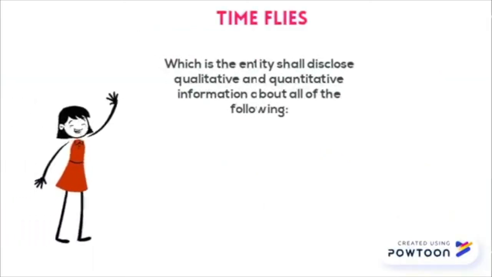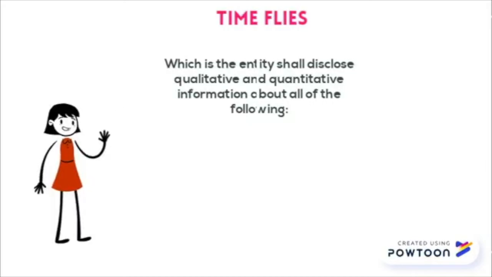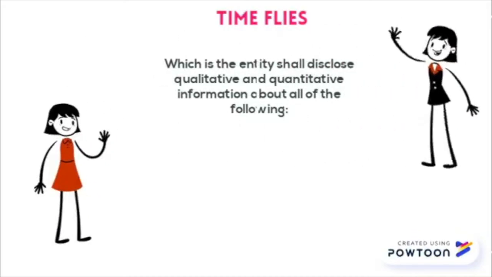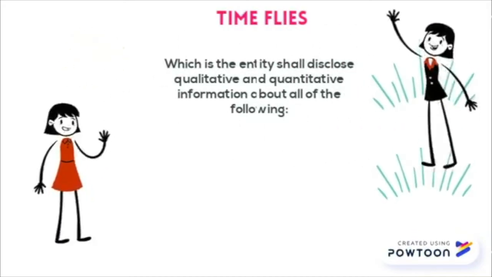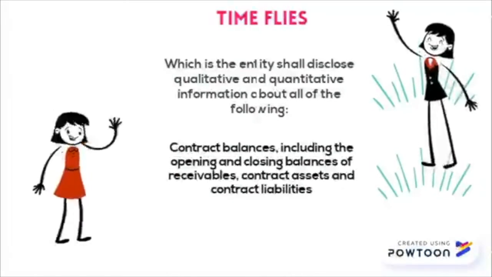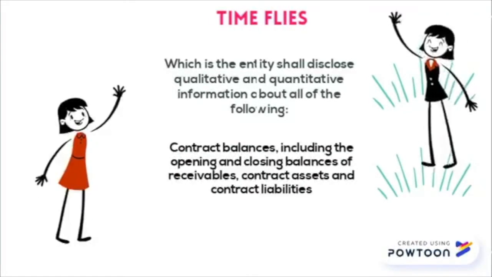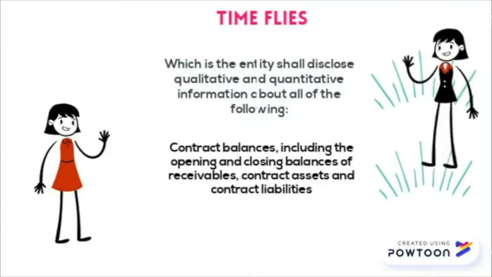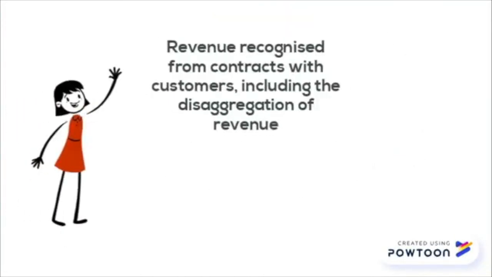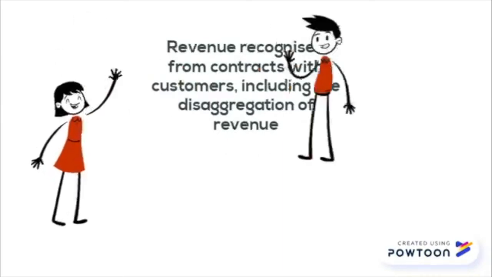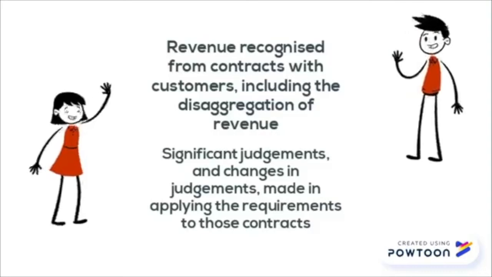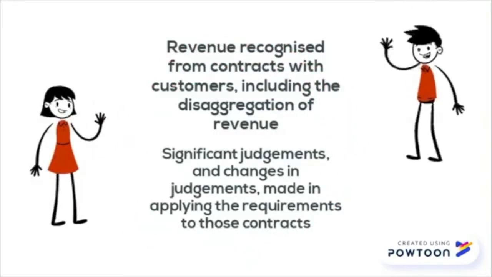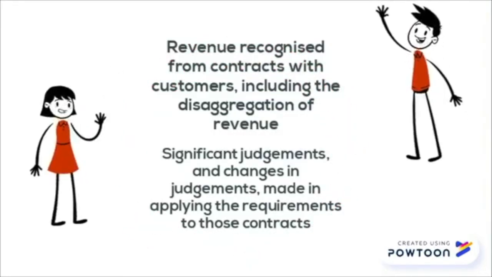The entity shall disclose qualitative and quantitative information about all of the following: contract balances, including the opening and closing balances of receivables, contract assets and contract liabilities; revenue recognized from contracts with customers, including the disaggregation of revenue; significant judgments, and changes in judgments, made in applying the requirements to those contracts.